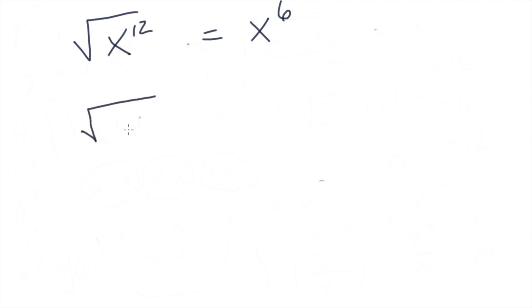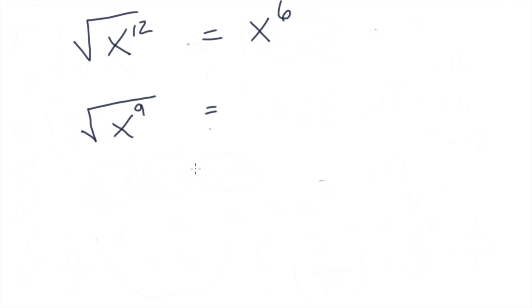If I have the square root of x to the power of 12, what would that reduce to? Pause the video and come back when you're done. So, to do this, we're just going to divide 12 by 2, and that's going to give us x to the 6th power. What if I had the square root of x to the 9th?